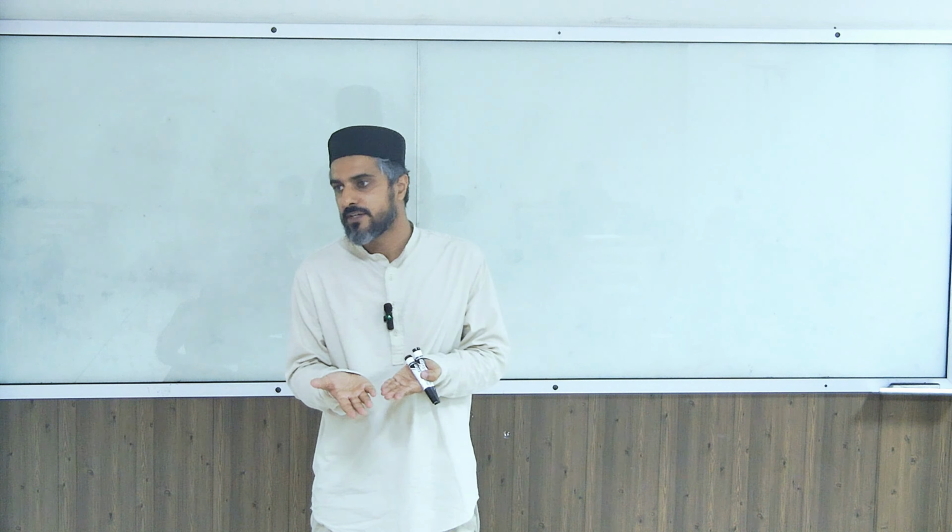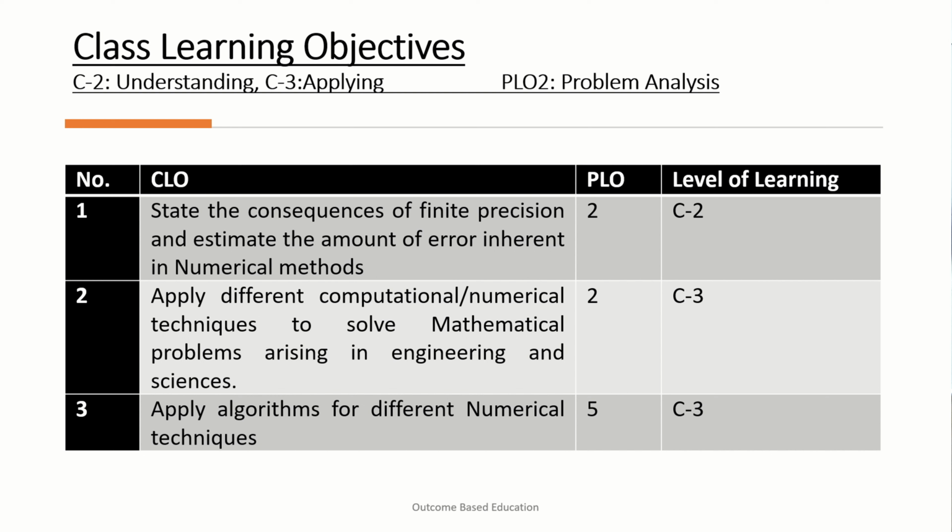In your course there are 3 objectives. You are familiar with the outcome-based education system, so we have defined, based on the contents, 3 learning objectives of this course. First, whatever error is involved, we need to quantify that error, how much we are getting in the approximations.